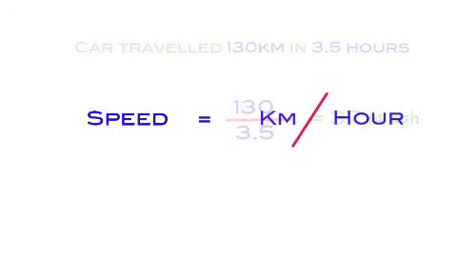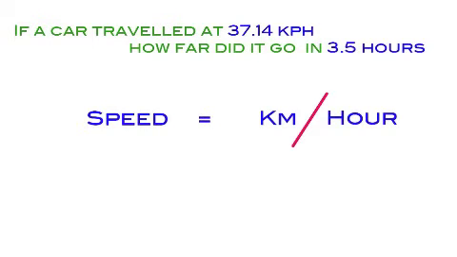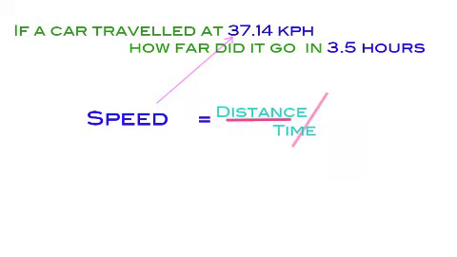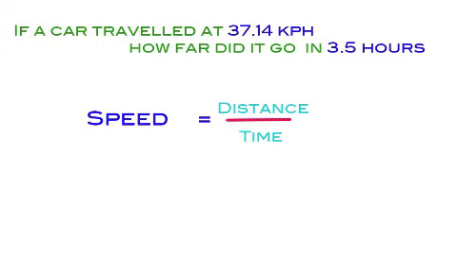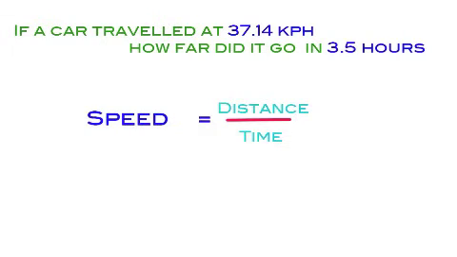So we'll just go back to the start again, and this time we're given the speed, which is 37.14 kilometres per hour, and the length of time he travelled for, so we want to find out the distance. So firstly, let's rearrange the formula so we have the unknown quantity, that is distance, on one side of the equals on its own, and everything else stacked up equal to it on the other side. Speed is equal to distance over time.